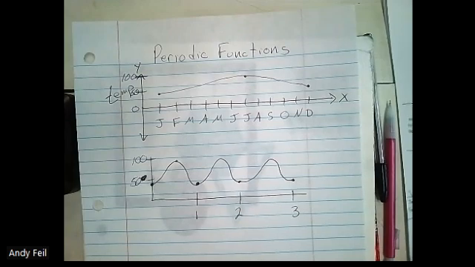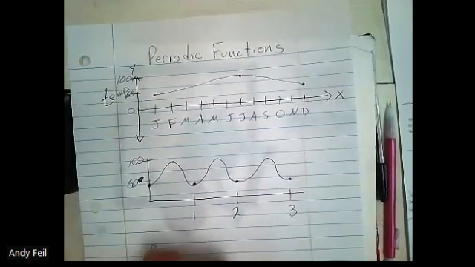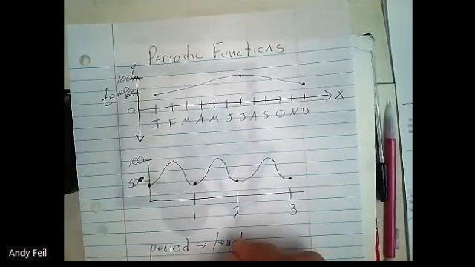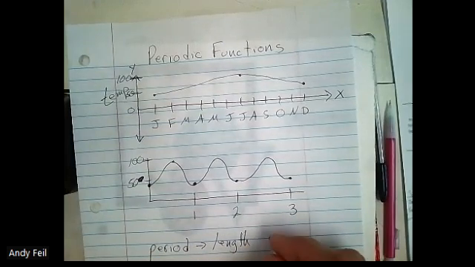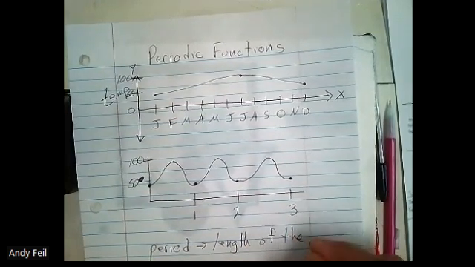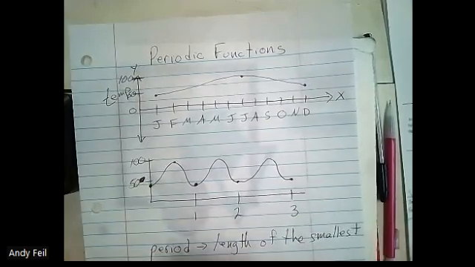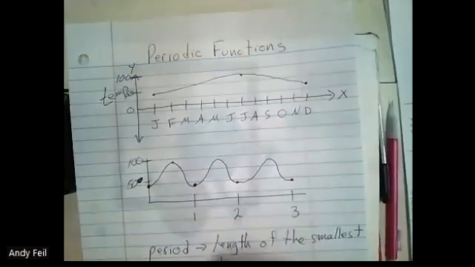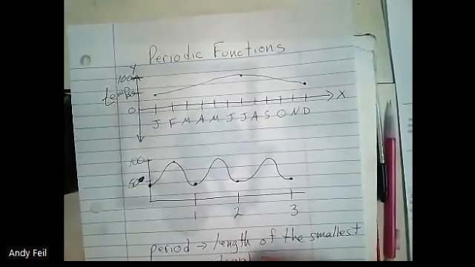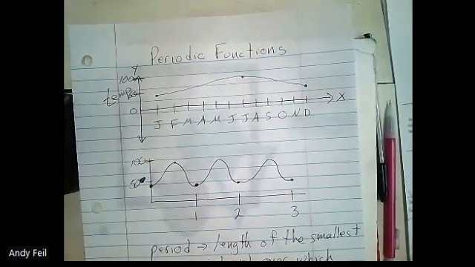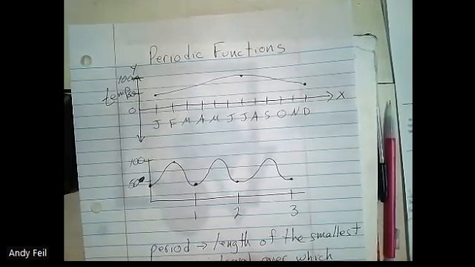The period is what you should write down. The period of the function, write this down. It is the length of the smallest interval over which the function repeats.